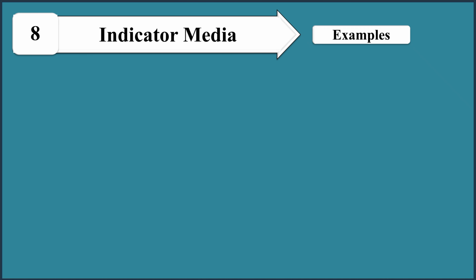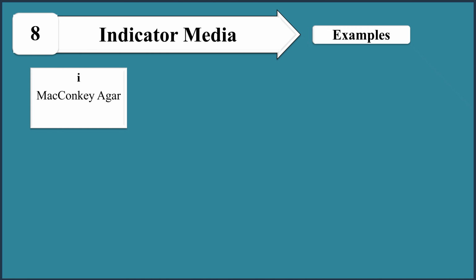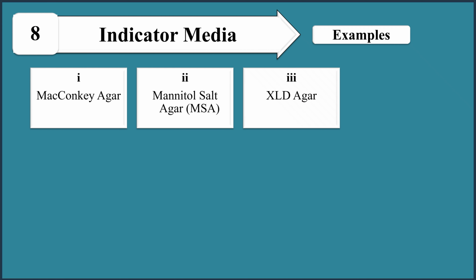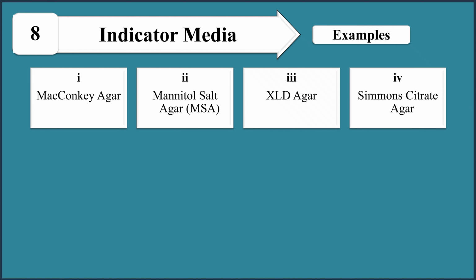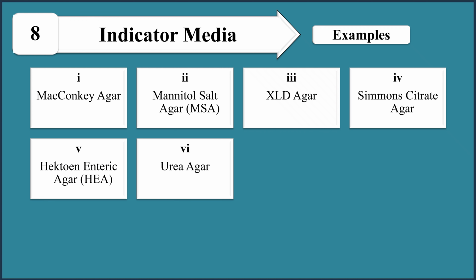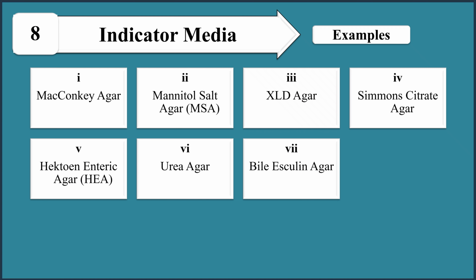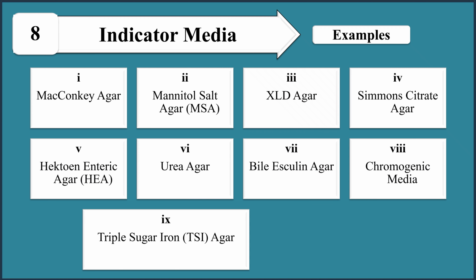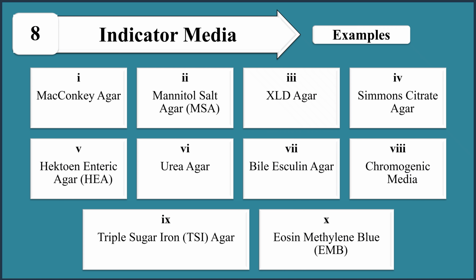Examples of the media that are used as indicator media: MacConkey agar, mannitol salt agar, XLD agar, Simmons citrate agar, Hektoen enteric agar, urea agar, bile esculin agar, chromogenic media, triple sugar iron agar, and eosin methylene blue agar.